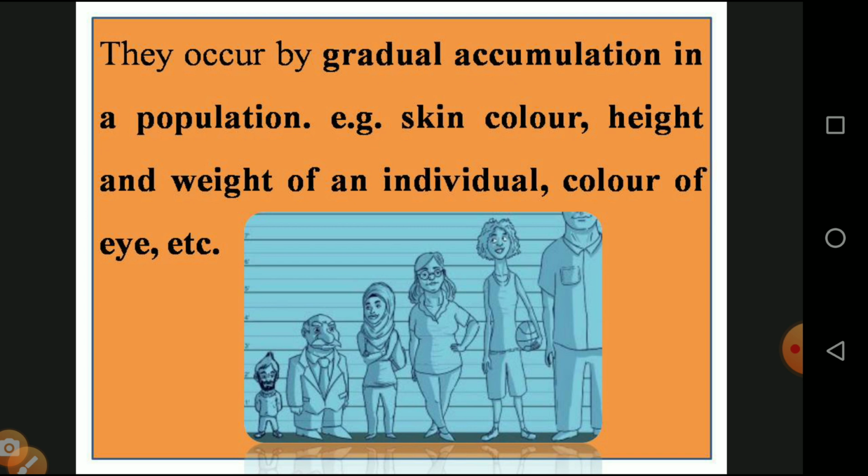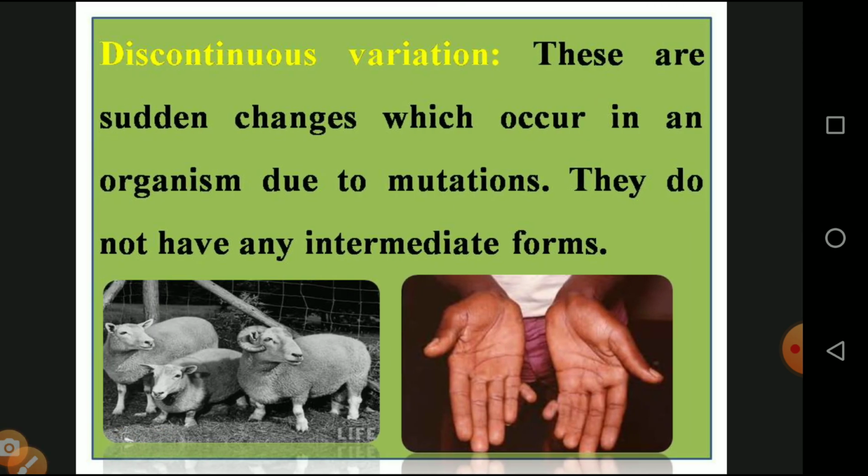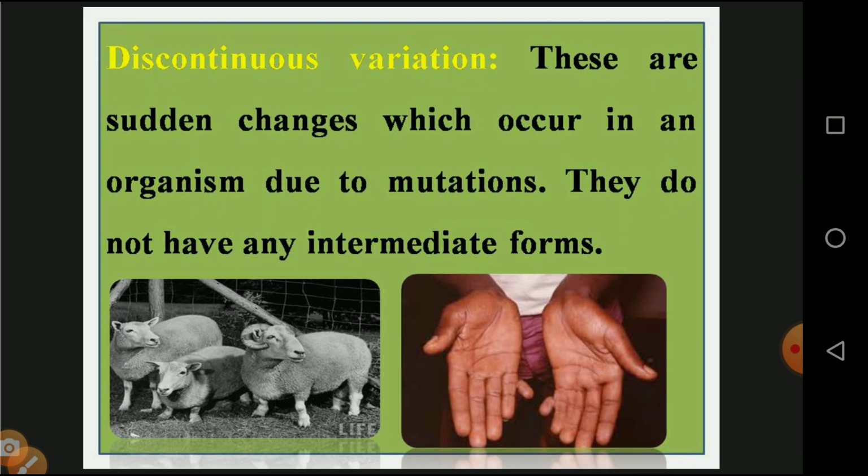Skin color, height and weight of the individual, color of the eye, etc., come under the category of continuous variation. Discontinuous variation is a sudden change which occurs in the organism due to mutation. They do not have intermediate forms. Examples are the short-legged sheep and a human being having an additional finger, a sixth finger in the hand. It is an example of discontinuous variation, which is not passed on to the next generation and takes place suddenly by means of mutation.